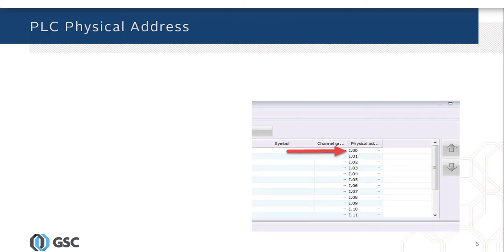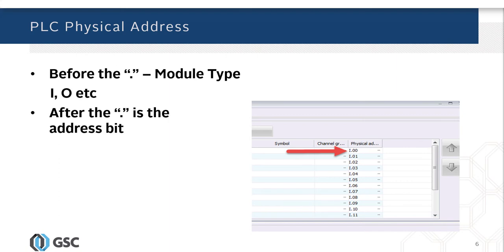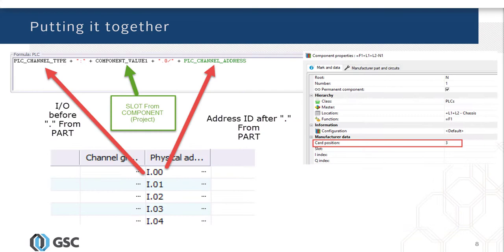Your PLC physical address is a part-level piece of information. You'll find a column for it in your part library. Everything before the period indicates the module type. Is it an input or output? And what is the syntax from your program to identify? Additionally, everything after the period is the address bit. Again, you'll want to match the expectation of your programming software. Let's put it all together.